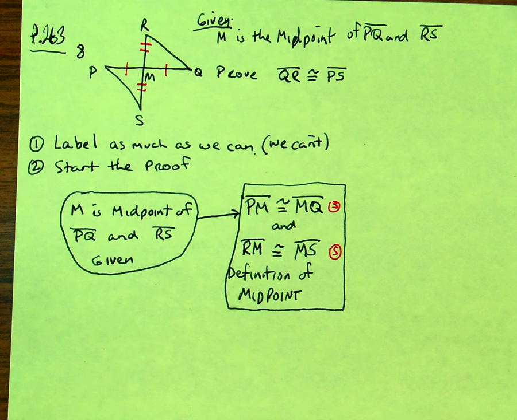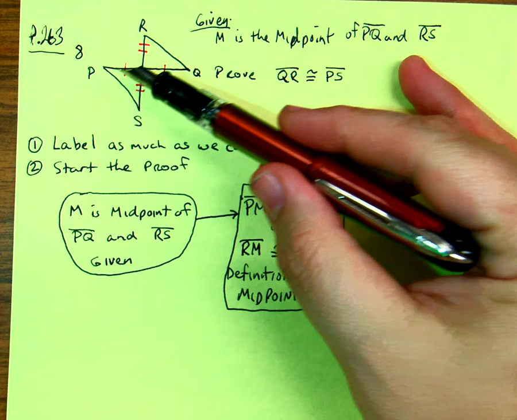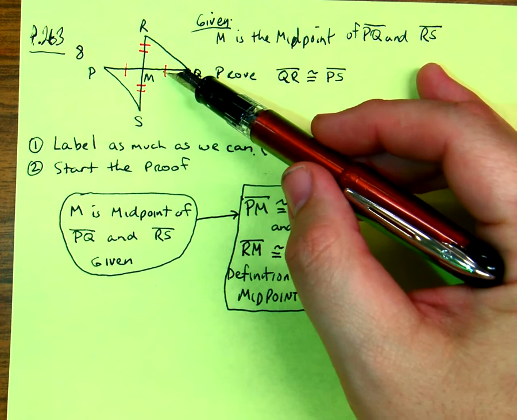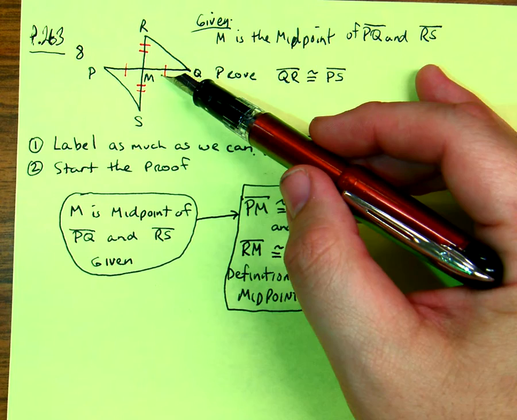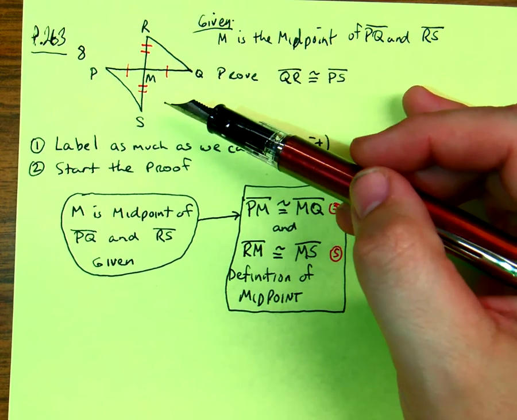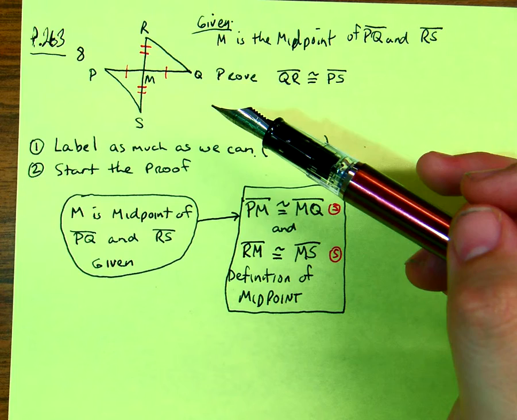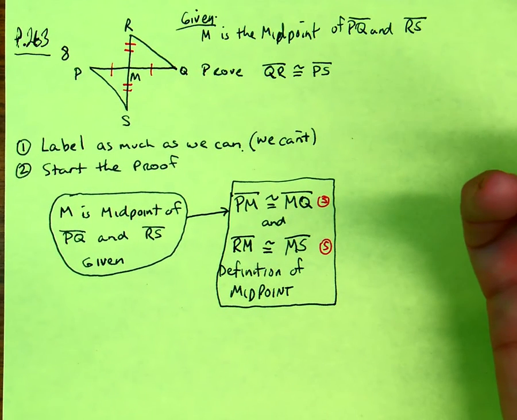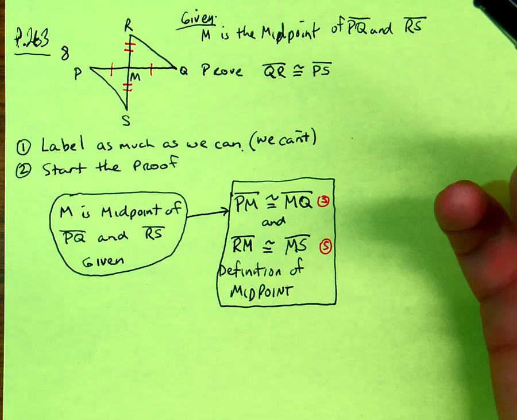Now, in this case, I have a side and a side and a side and a side. Am I going to use side, side, side, or side, angle, side? Side, angle, side. I would agree with that. But we have to come up with some type of statement for this.